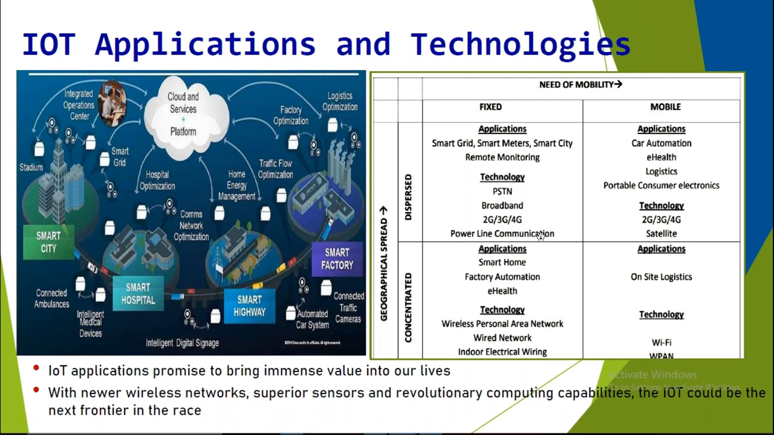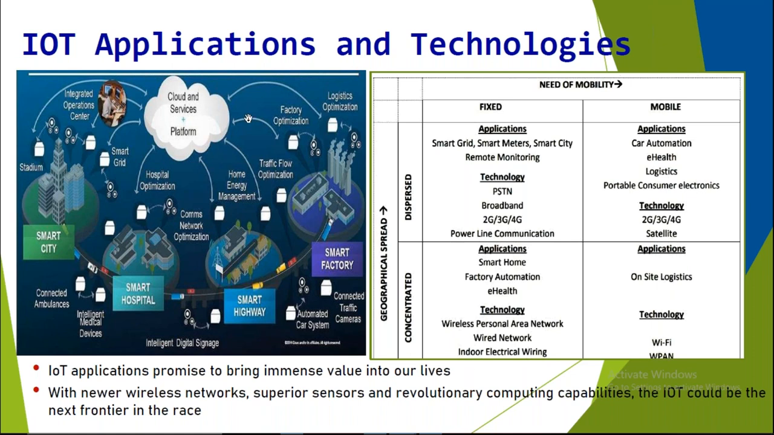One can see from the table the technologies: PSTN, broadband, 4G, 5G also coming. Power line communication, and for mobile, satellite or 4G. And here, because it is fixed, broadband, or you can go for PSTN also. And concentrated applications: smartphone, factory automation, e-health, with technology like wireless personal area network or wired network or indoor electrical wiring. And here, because it is mobile, on-site logistics, Wi-Fi, wireless personal area network.